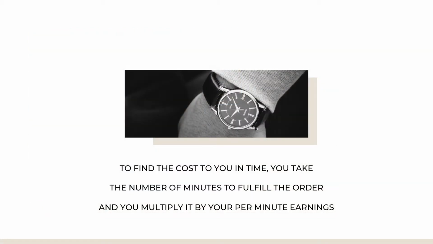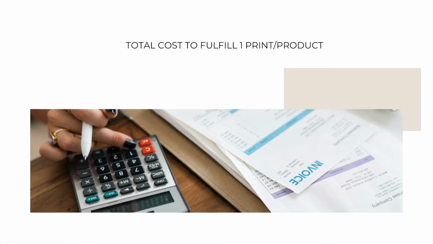To find the cost to you in time, take that number of minutes to fulfill the order and multiply it by your per minute earnings, which we just figured out. This gives you your time to fulfill a print order in dollars and gets added with the next element in the formula. Okay, and that is the total cost to fulfill one print or one product. Okay, this one is simple.